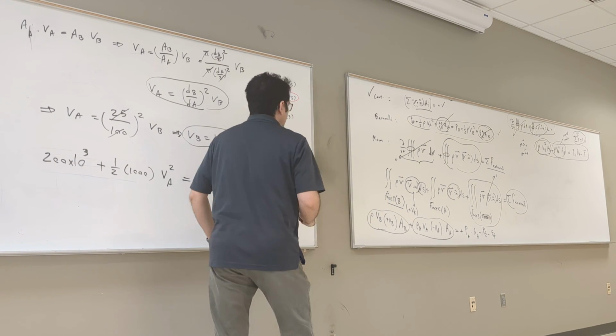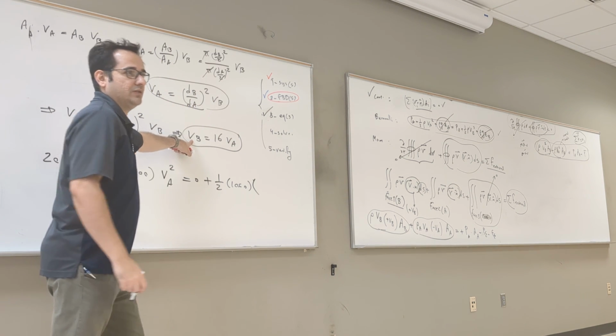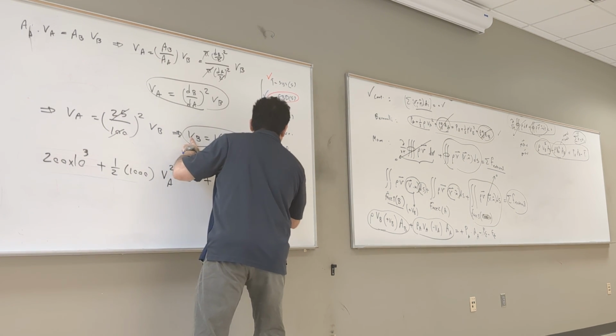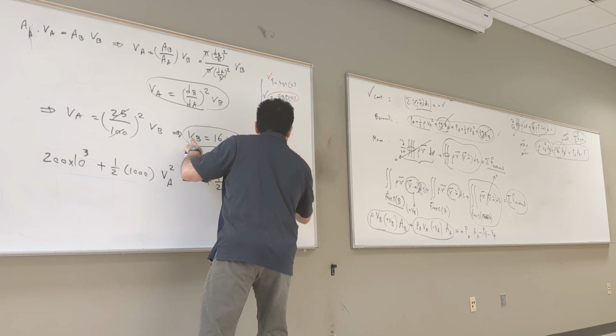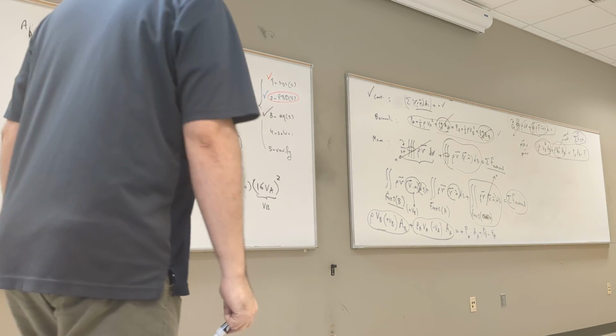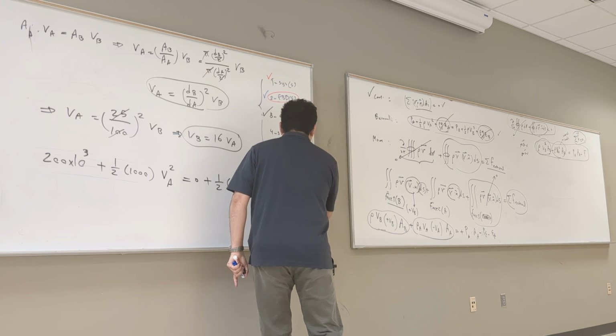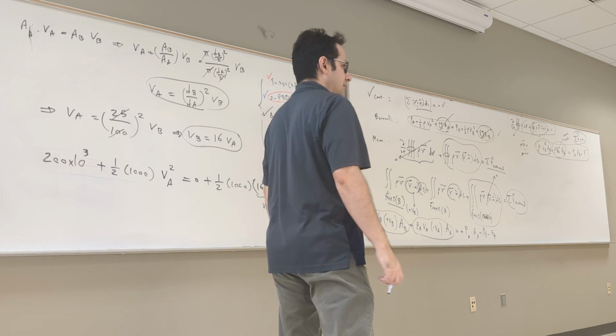So instead of VB, I substitute from this equation. So 16 VA, or simply this is VB squared. So 1/2 of 1000 times 16 VA squared is equal to 0. Yes. Why can we use this equation now?